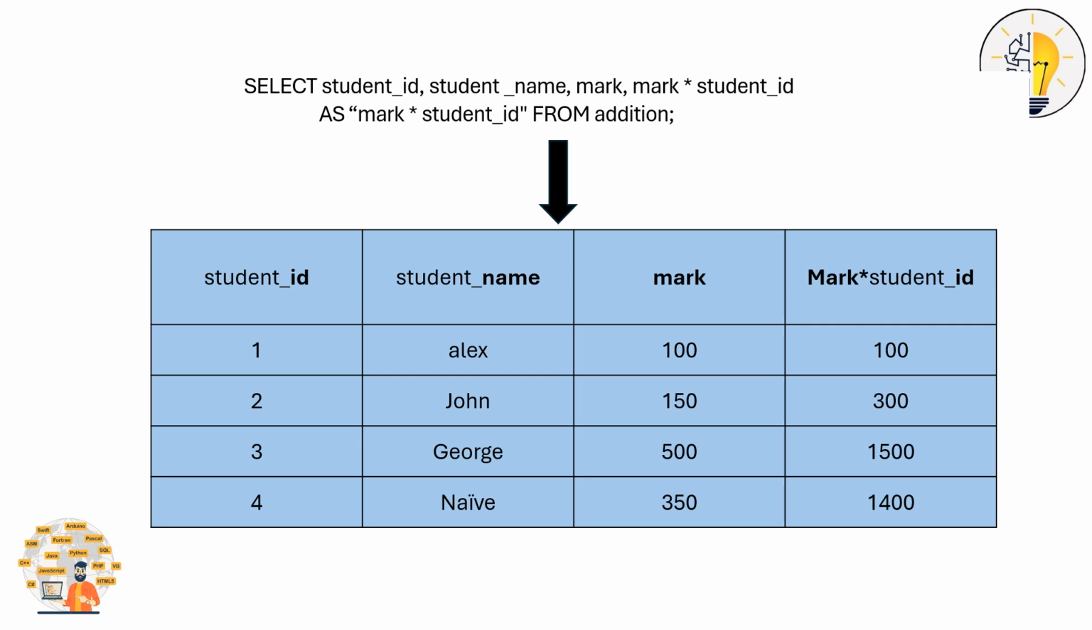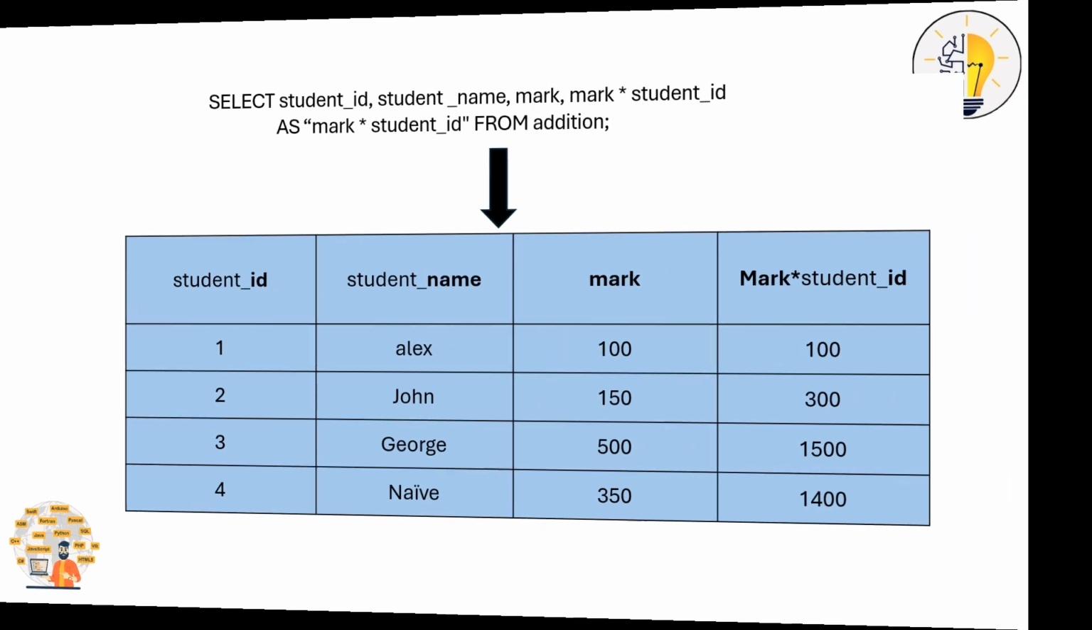This is the mark of a particular student having ID 1. So 1 into 100 is 100. 150 is the mark of a student John having ID 2. So 2 into 150 is equal to 300. The same way it goes here. So this is the multiplication of two columns.